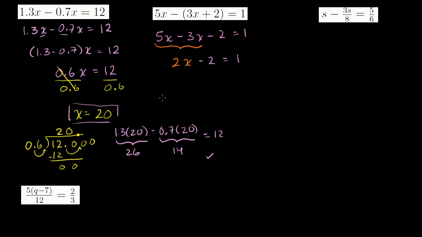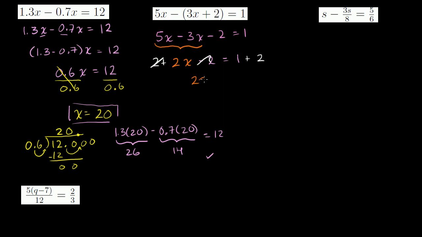And now I like to get it to the form where I have something times x is equal to something. So I want to get rid of this negative 2 on the left-hand side. The best way I know how to do that is to add 2 to both sides. So add a 2 on the left-hand side. If I do it to the left-hand side, I've got to do it to the right-hand side. Plus 2 on the right-hand side. These two guys will cancel out, and you're going to get 2x.